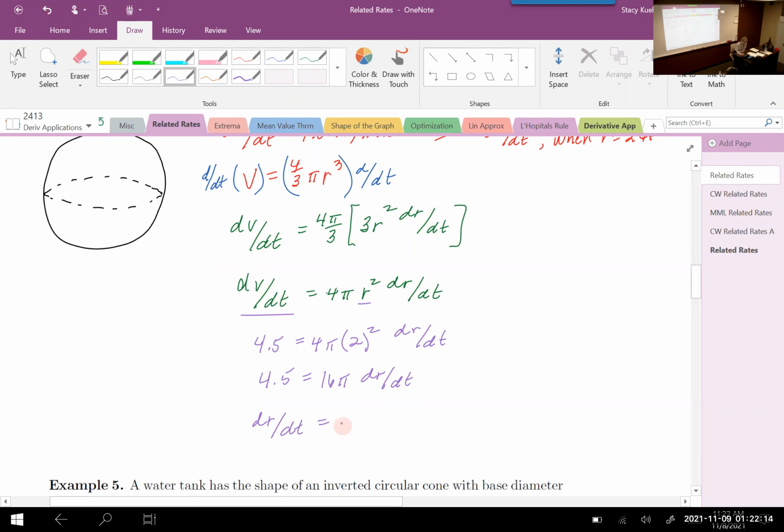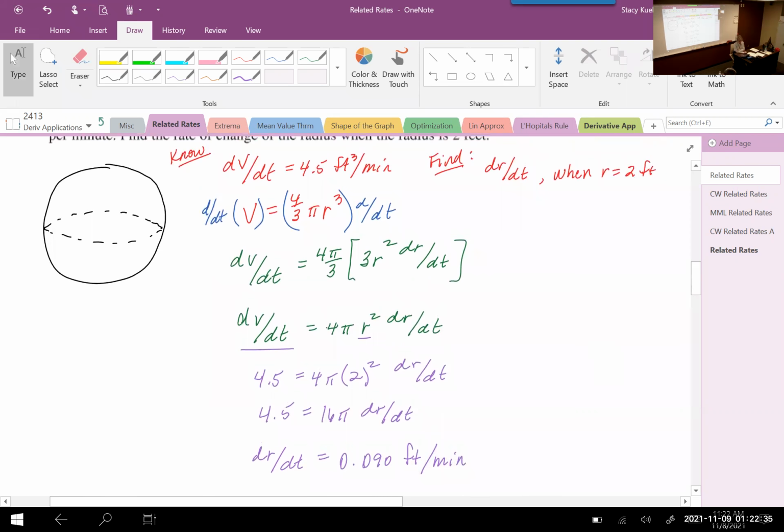Yes, sir. 0.090? Yes, because it's 0.0895. So 0.090 feet per minute. The radius is changing at a rate of 0.09 feet per minute when the radius is 2 feet. Okay, so at that instant that the radius is 2 feet and we have a volume, right?